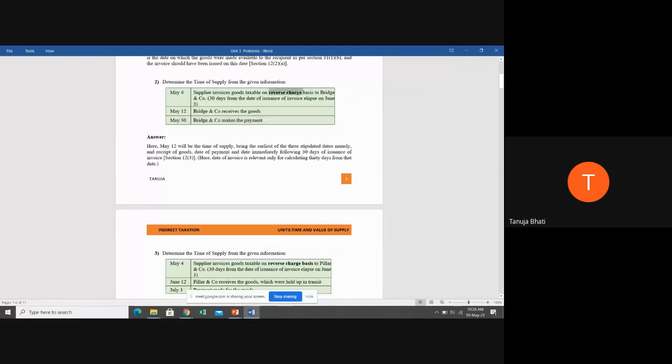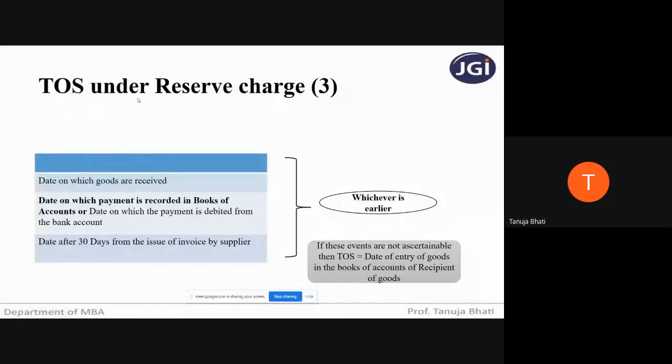See students, under reverse charge for goods, among the 3 dates, one date is the date immediately following 30 days from the issue of invoice. So just let me show you the provision. Time of supply under reverse charge for goods: there are 3 dates you need to check. The date on which goods are received, the date on which payment is recorded, and the date after 30 days from the issue of invoice by the supplier. So these 3 dates you need to compare, and whichever is earlier will be the time of supply.